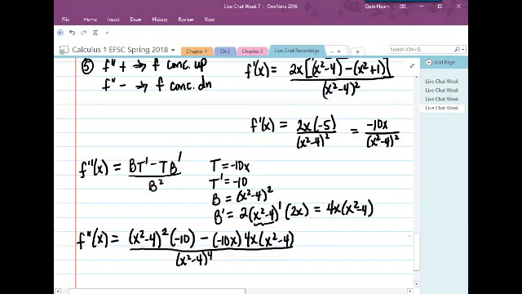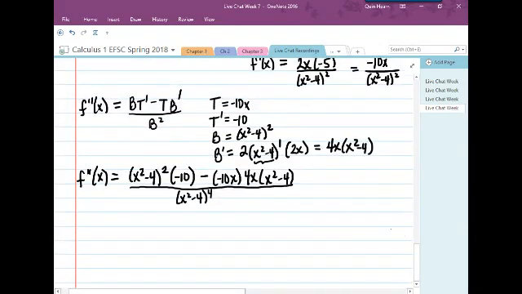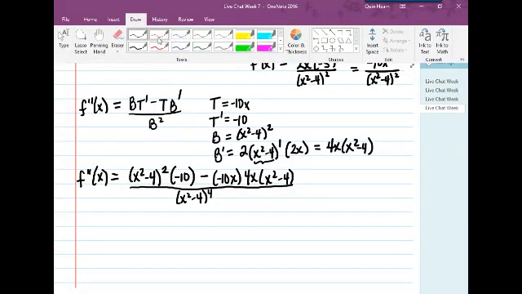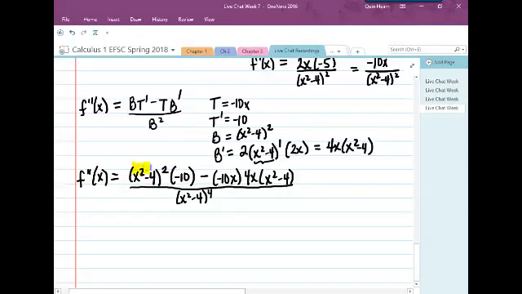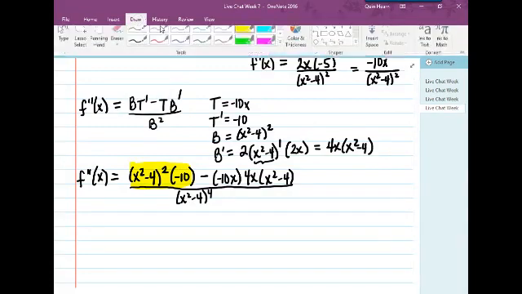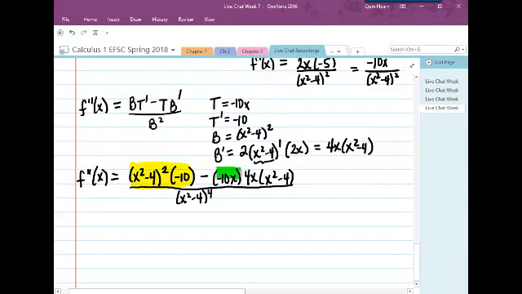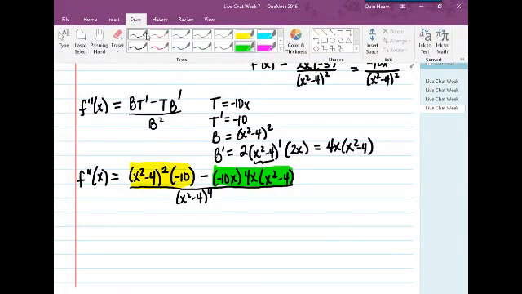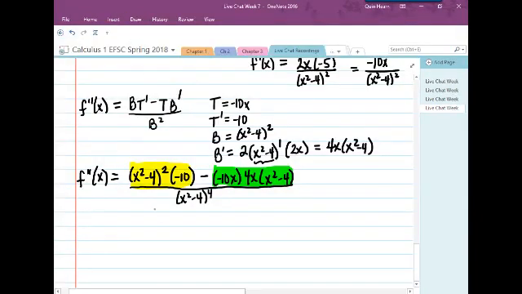Once again, it's easiest to work with if we look at the top, the numerator, and try to see what's in common between the term on the left and the term on the right. Okay. So what could we factor out there? Let's see.